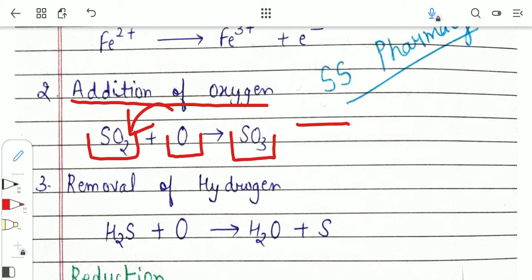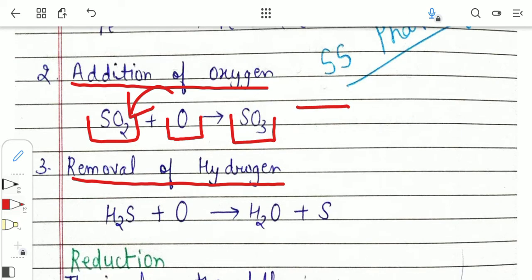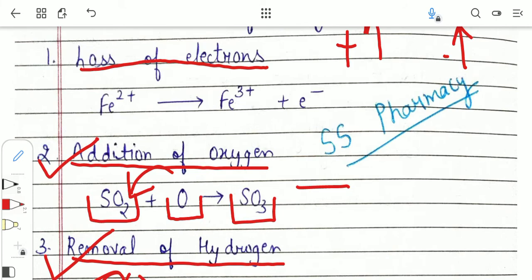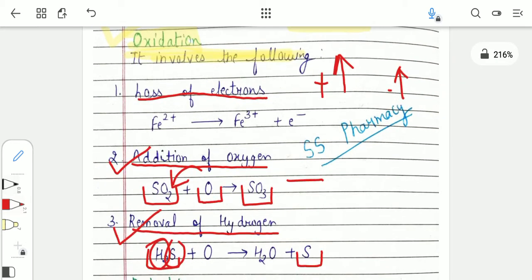And then there is removal of hydrogen. As you can see, here is hydrogen sulfide. From this sulfur atom, these two hydrogens are being removed and this sulfur atom becomes free. So there is removal of hydrogen. These are the other two terms which come under oxidation. So oxidation involves the loss of electrons, the addition of oxygen, and the removal of hydrogen. If any of these things are happening in any reaction or to any element, we say that oxidation is taking place.